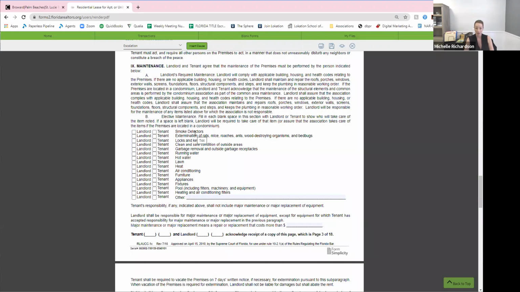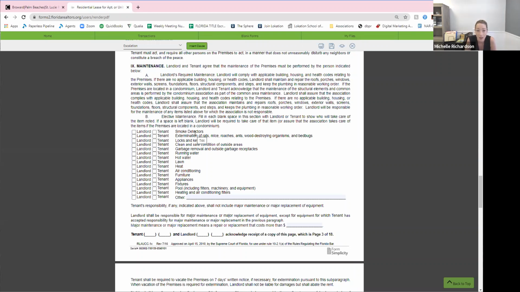Landlord's required maintenance. The landlord will comply with applicable building, housing, and health codes relating to the premises. If there is no applicable building, housing, or health codes, landlord shall maintain and repair the roof, porches, windows, exterior walls, screens, foundations, floors, structural components, and steps, and keep the plumbing in reasonable working order.